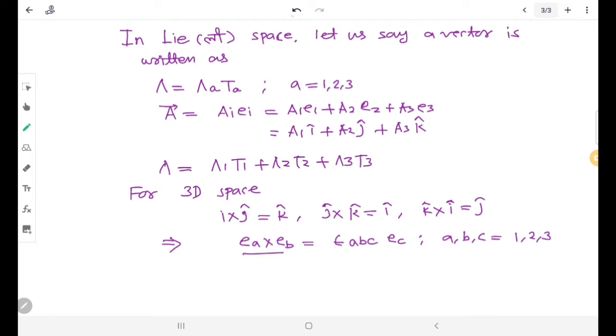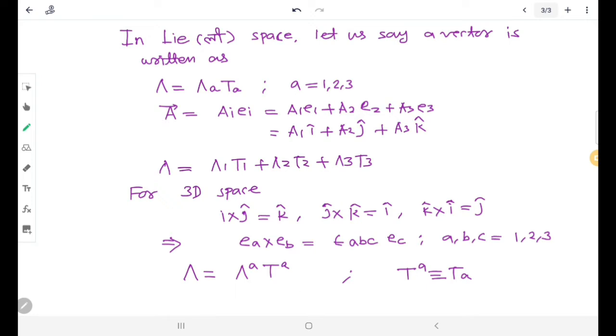In general we write the basis vector as e, but in Lie space we write it as ta. Okay, this is one way, and also we can write it like this, lambda a and ta. In three-dimensional space we don't have any difference between the upper and lower ta. These two are the same because we can have all the signatures the same.